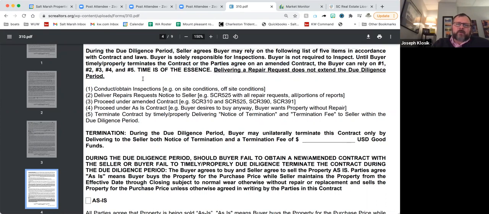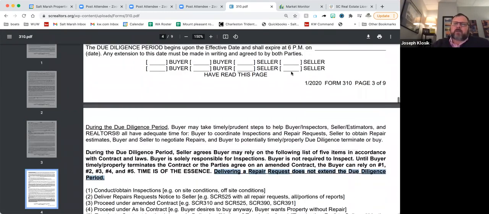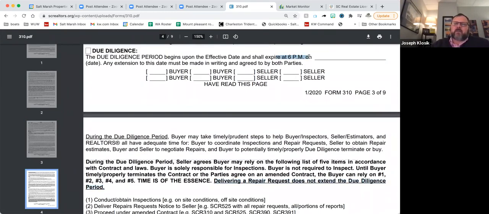This right here was put into place because of an old contract, but basically it says when you deliver, if you're the buyer under due diligence, when you deliver your repair request, that does not extend the due diligence period. So your date up above here is not your due date to get repair requests in. It is your date to have either agreed upon moving forward or to have timely terminated.